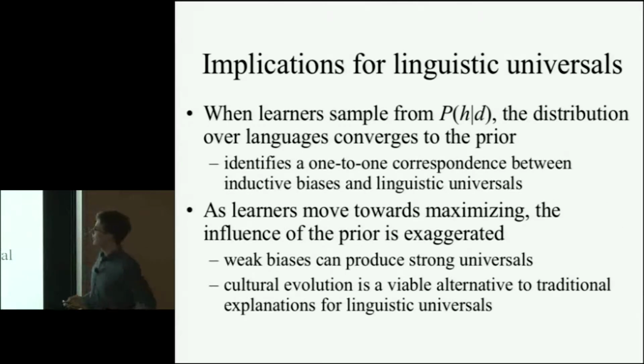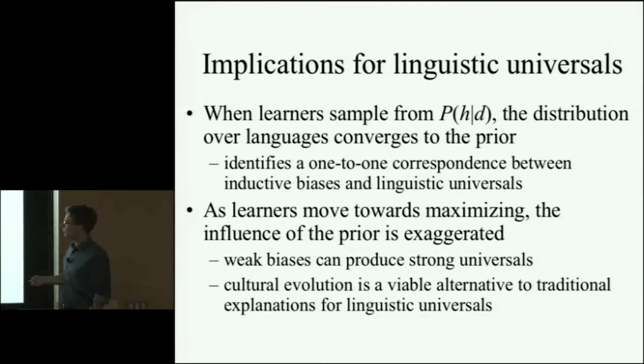So if we think about the consequences of this, in our original result, when we sample from the posterior, we converge to the prior and we get this one-to-one correspondence between inductive biases and linguistic universals. But as learners move towards maximizing, the influence of the prior is exaggerated, and that means that weak biases can produce strong universals, in the way that previous simulations looking at iterated learning had demonstrated. It also suggests that cultural evolution could be a viable alternative to traditional explanations for linguistic universals, which relied on the assumption that there are strong constraints on the part of the learner. So I think about this as the result I talk about when I go to the east coast of the United States, and this is the one I talk about when I go to the west coast.